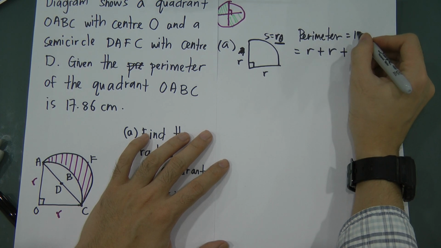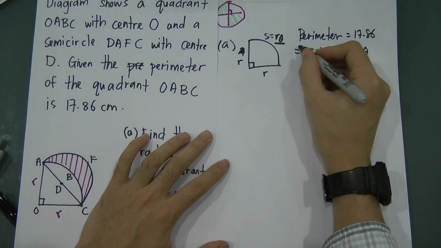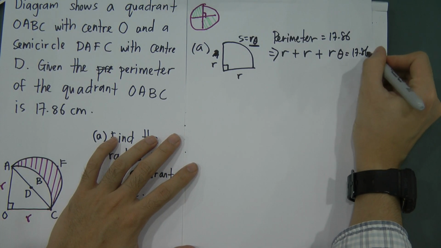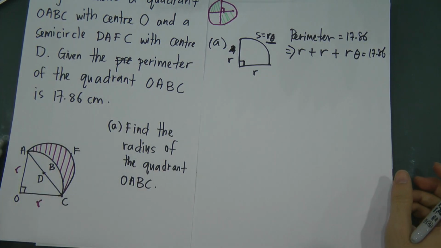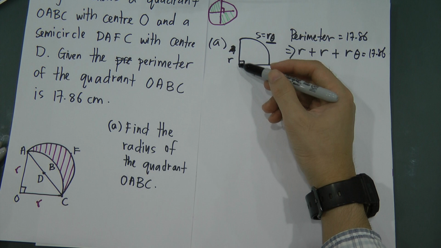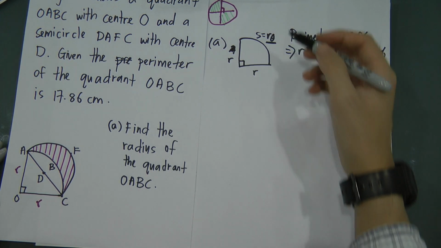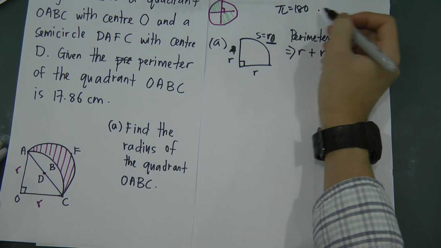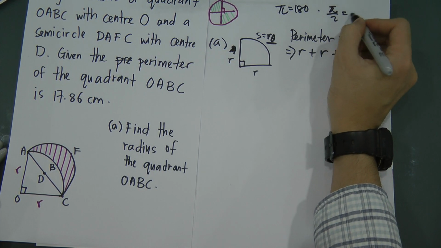Okay, this one is 17.86. So we know the whole thing equals 17.86. We want to find R, which is very easy because we have the angle. Since this one is a quadrant, it's 90 degrees. So 1 pi equals 180 degrees, so 90 degrees is just pi over 2.